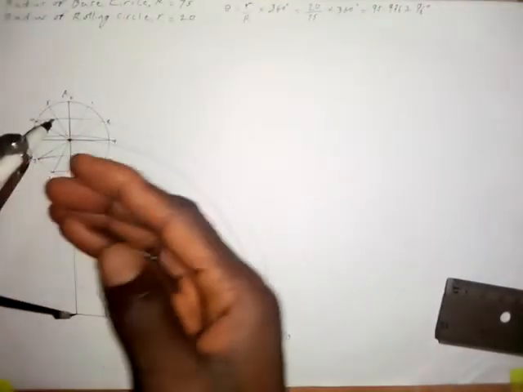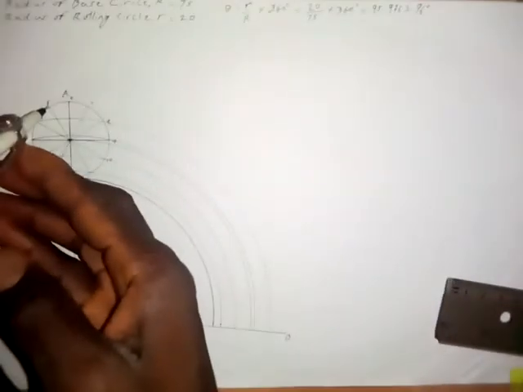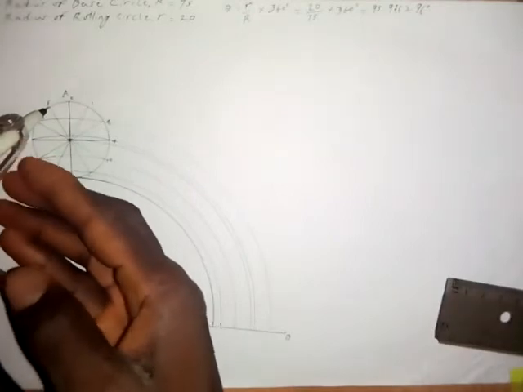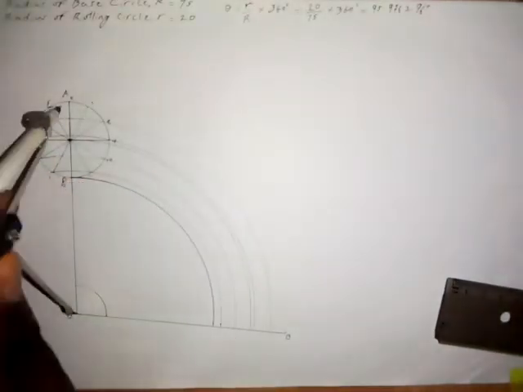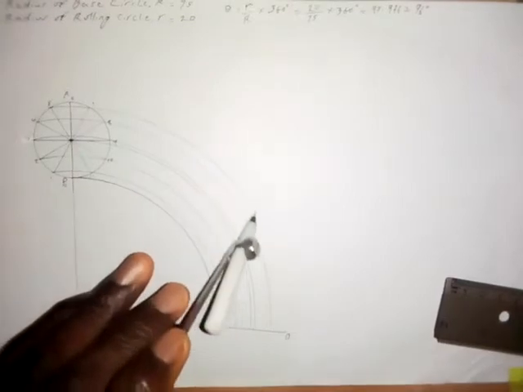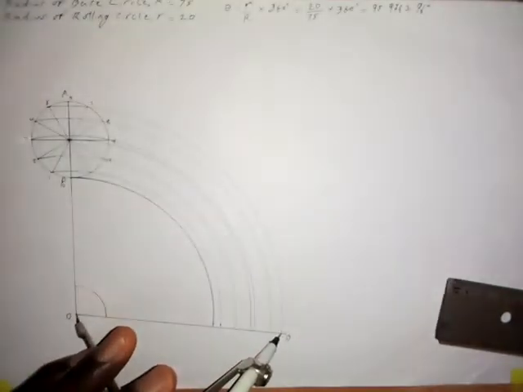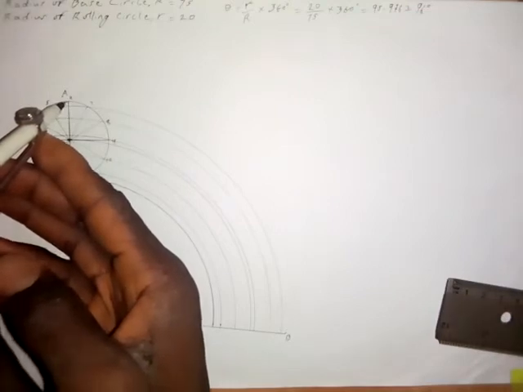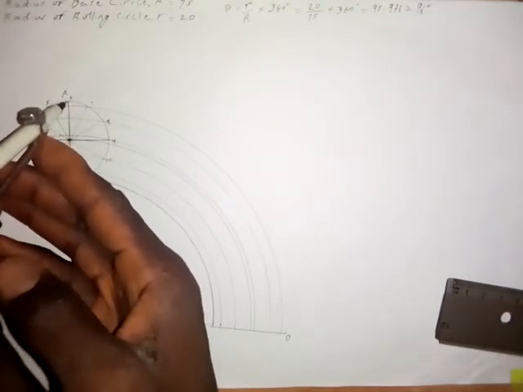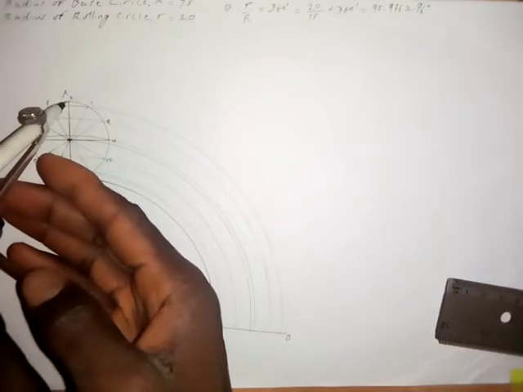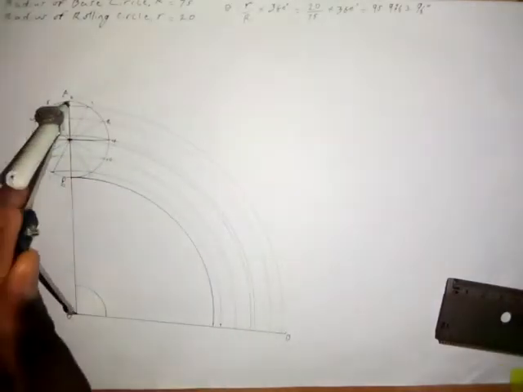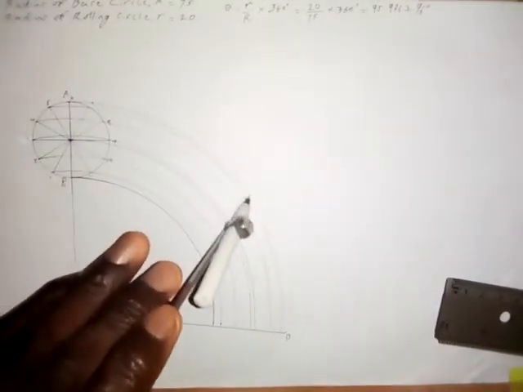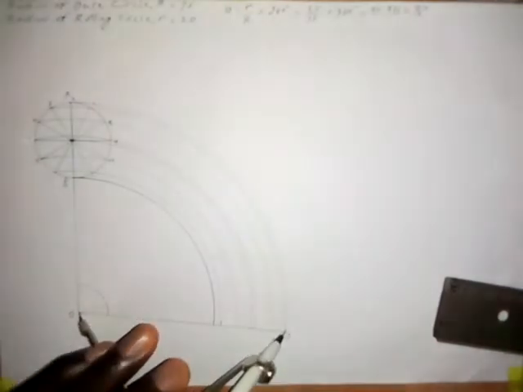Then move to points 5 and 7. They are the same distance on the circle. So draw an arc like this. When you touch line OB, stop it there. The last one is point 6 on the circle. So draw an arc like this.